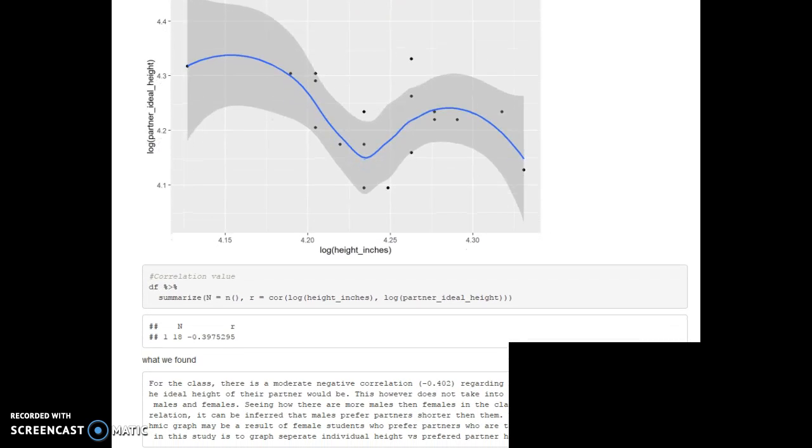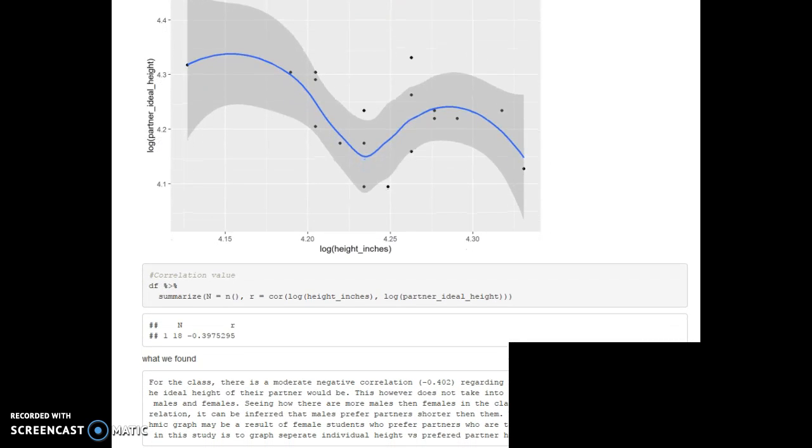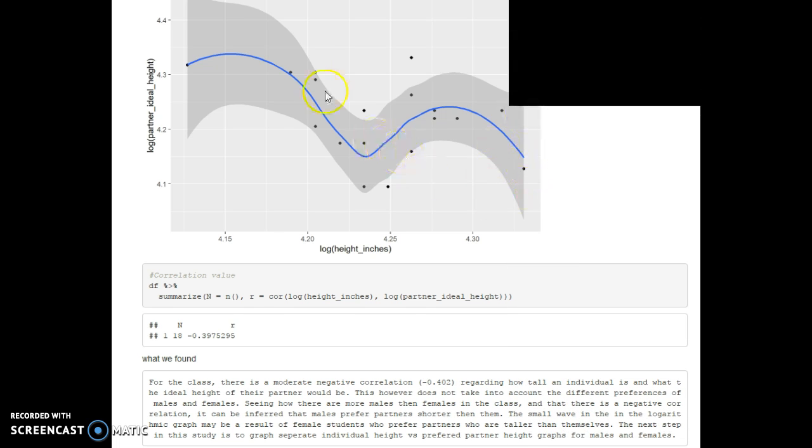Let me move this down so you can see a bit more. So, move that out of the way as well.